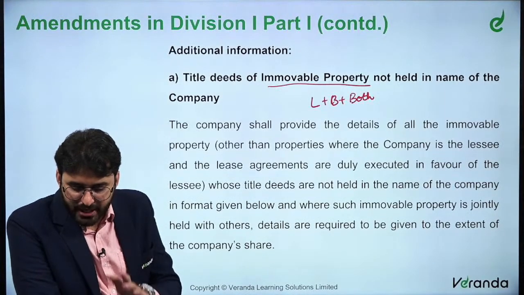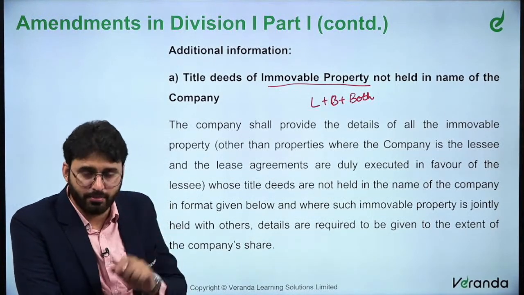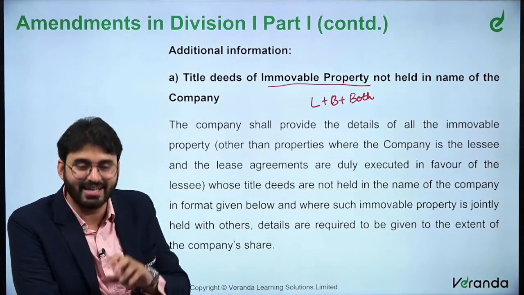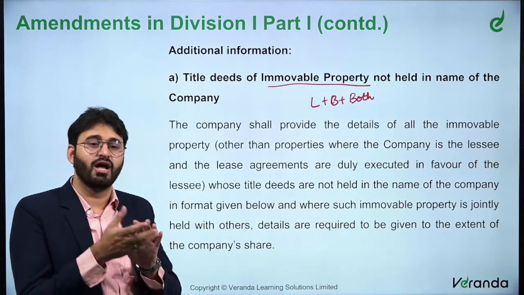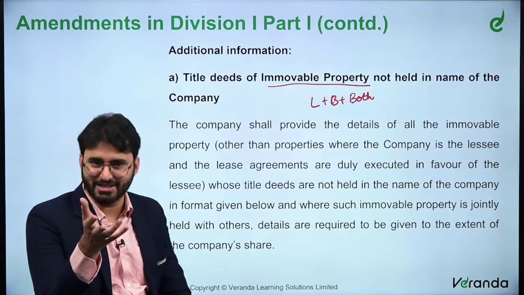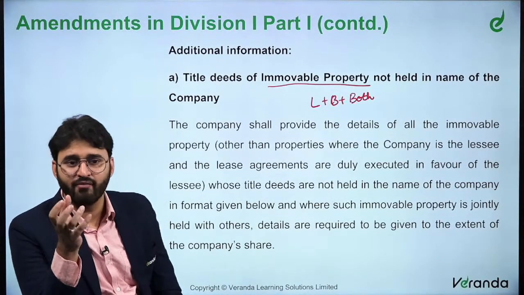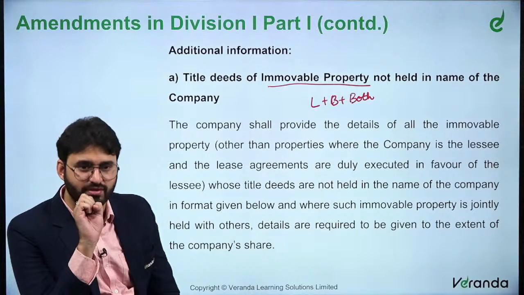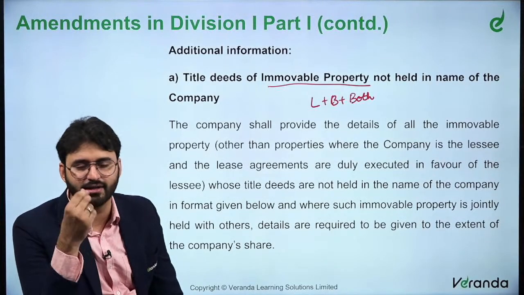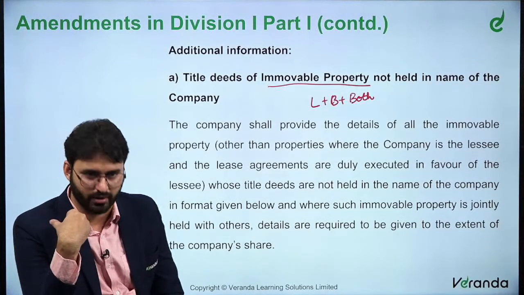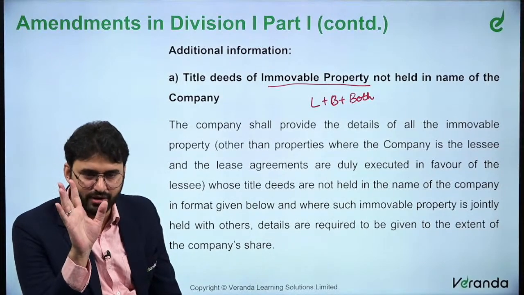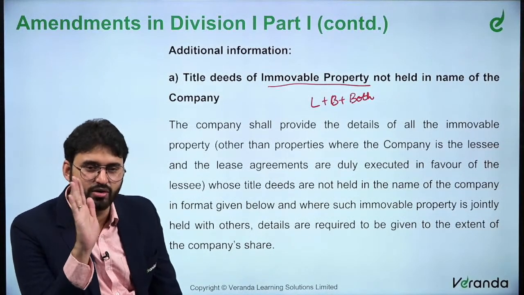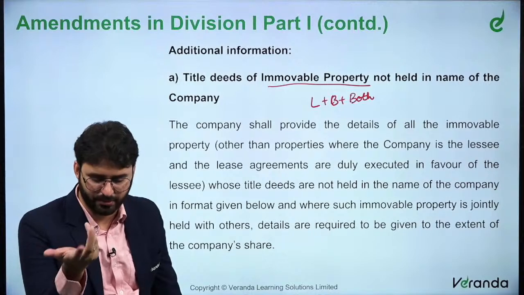So, the company shall provide the details of all the immovable properties other than properties where the company is the lessee. For example, under Ind AS, you will have a financial lease, which will be held as a right-of-use asset. Technically or legally, that is not in the name of the company, as the company is not the owner. So, that is okay. That is absolutely fine. That is accepted, because legally it is not possible.